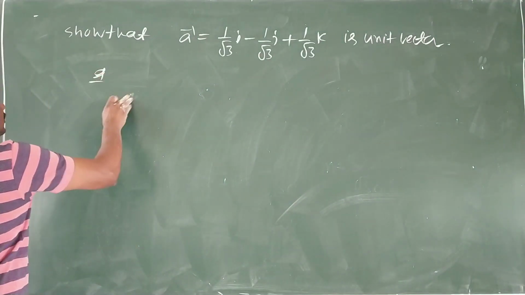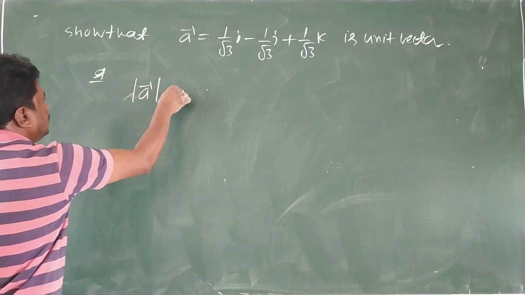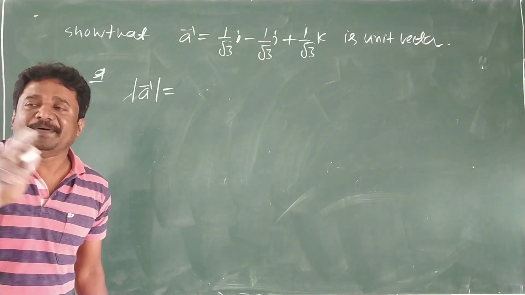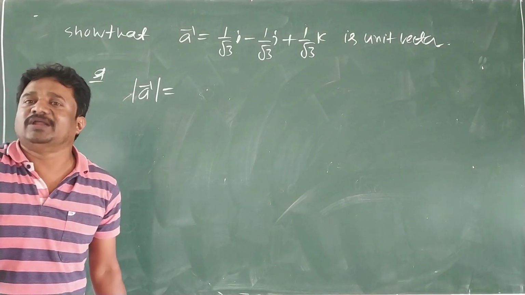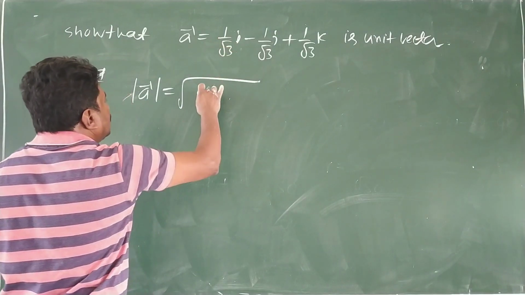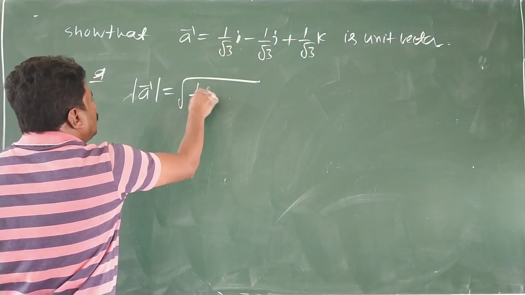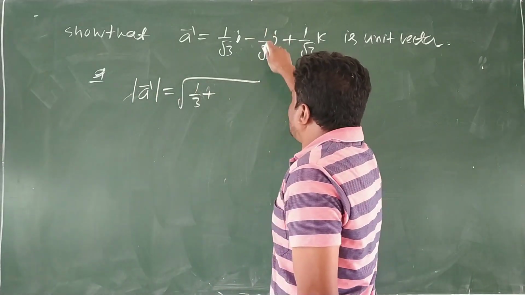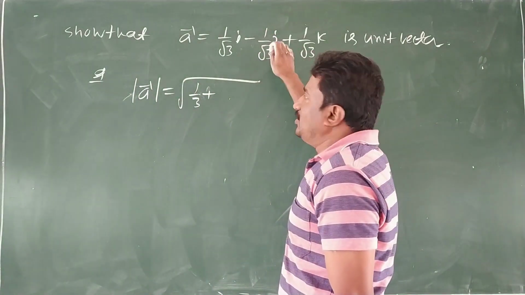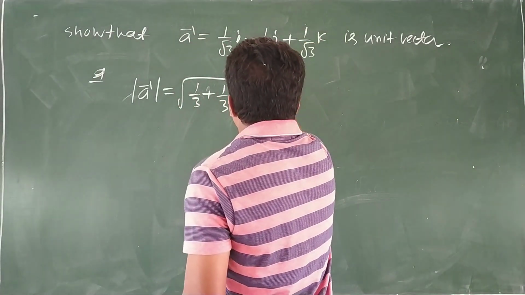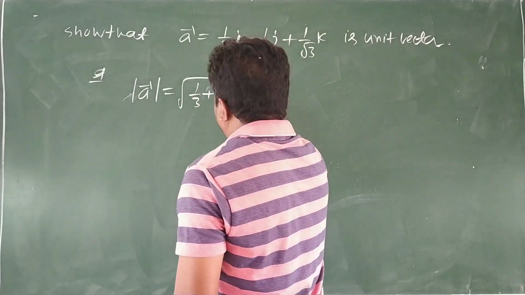Solution. Length of the vector A means i squared plus j squared plus k squared: i is 1 by root 3, so 1 by root 3 whole square is 1 by 3; j is minus 1 by root 3, whole square 1 by 3; k is 1 by root 3, whole square 1 by 3.